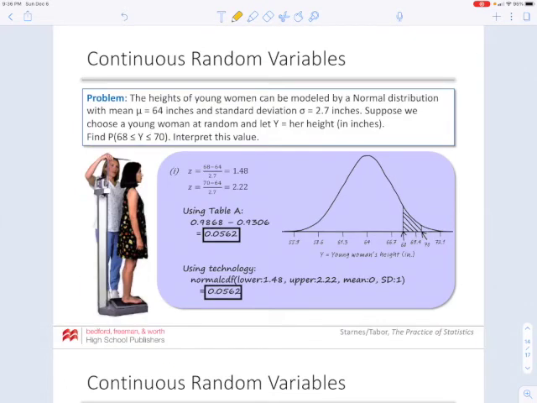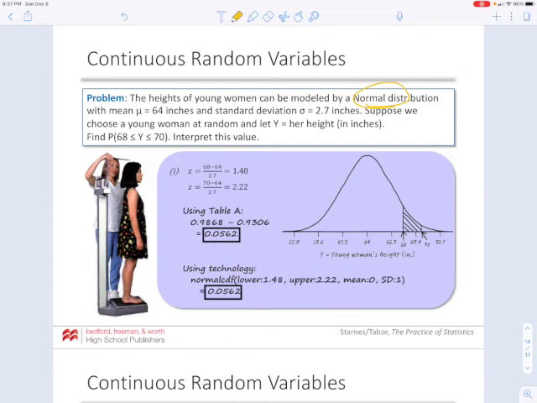Now, there are other types of continuous random variables that do not give us a uniform distribution, like Selena's journey to work, but instead a normal distribution. So here we have the heights of young women that can be modeled by a normal distribution with a mean of 64 inches and a standard deviation of 2.7 inches. Suppose we chose a young woman at random, and let y be her height. Find the probability that y is between 68 and 70 inclusive.